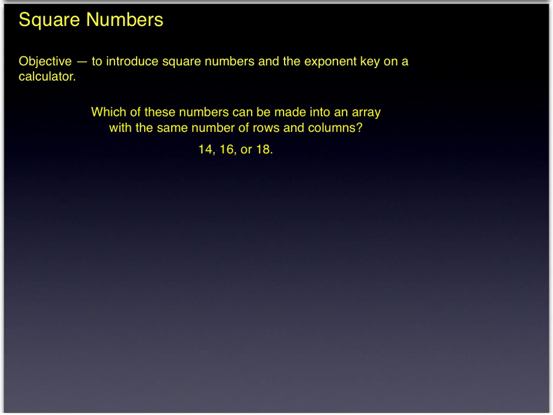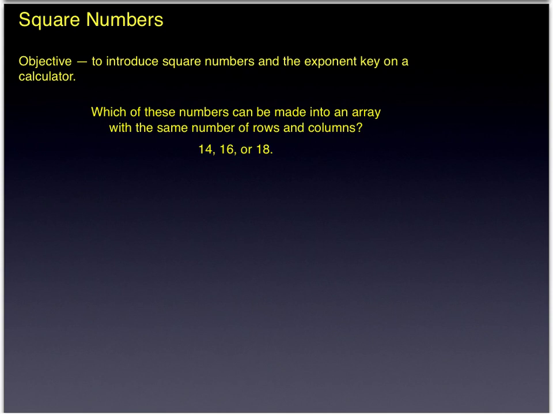Well, you can think about the factor pairs that go into each. So 14 is 1 and 14, or 2 and 7, 14 and 1, or 7 and 2. But I'm not going to get equal rows or columns. For 16, I have 1 and 16. I have 2 and 8. I have 4 and 4. Well, 4 and 4 are equal number of rows and columns.